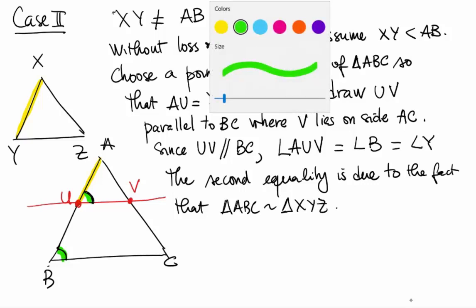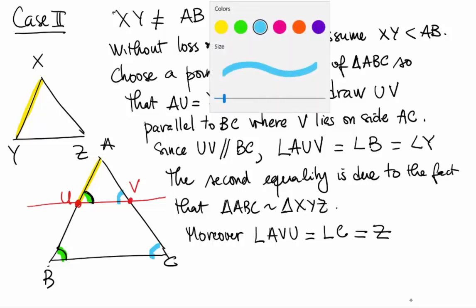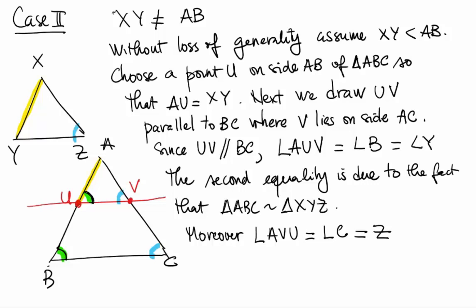Now let's consider the triangle AVU and the triangle ACB. So moreover, the angle AVU is equal to angle at C, which is equal to angle at Z. So we have this here, and then we have that. Okay, all right.